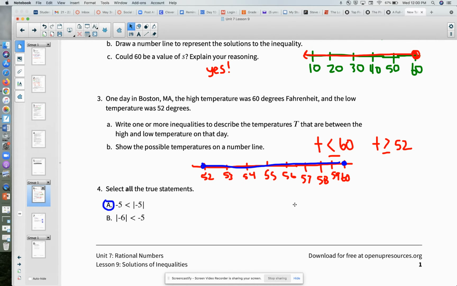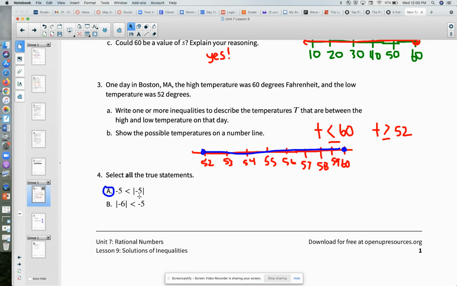On number 4, select all the true statements. Remember, when you see these two lines, that means absolute value. So the absolute value of negative 5 is 5 because it's 5 units away from 0. So is negative 5 less than 5? Yes. So we circle A. B, we wouldn't circle because 6 is not less than negative 5.